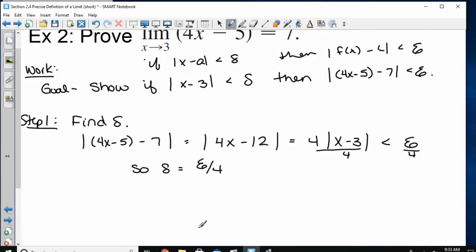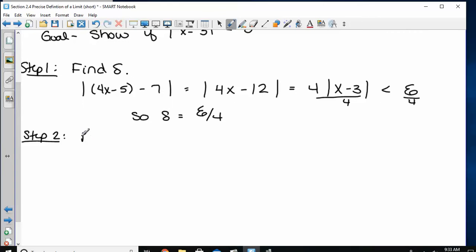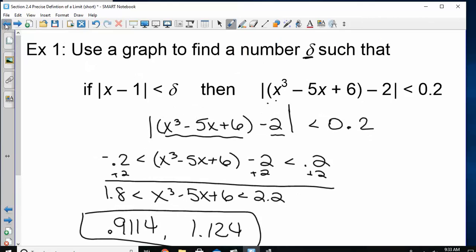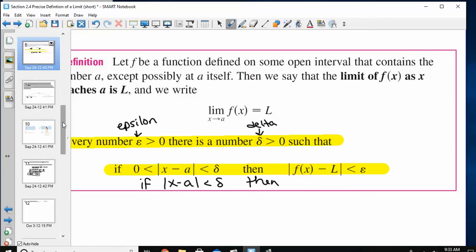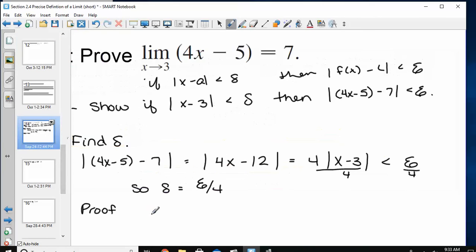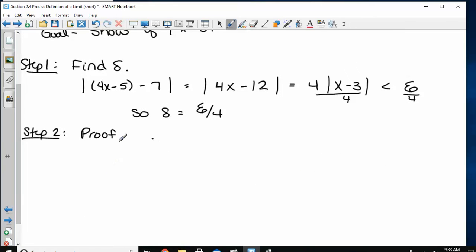Now we're going to prove it, because these problems are all about the proof. So this was our work. Step 2 is the proof. And when we do that proof, we are using this definition. So we are going to start out by writing some things, and you have to write them on every step to have a complete proof, so on every problem. First thing I need to say is let my delta equal epsilon over 4.